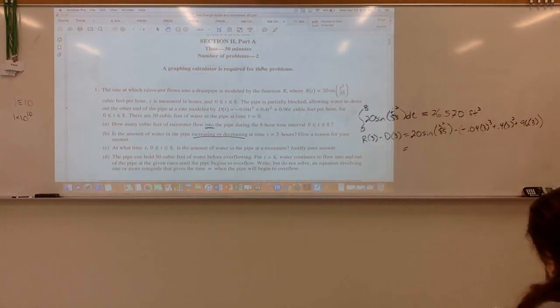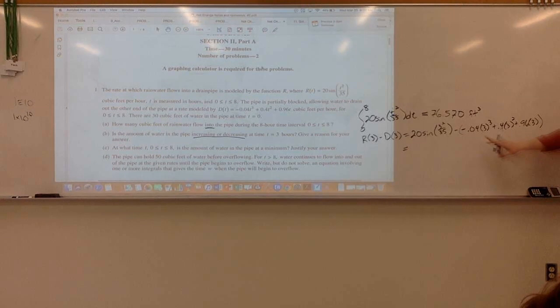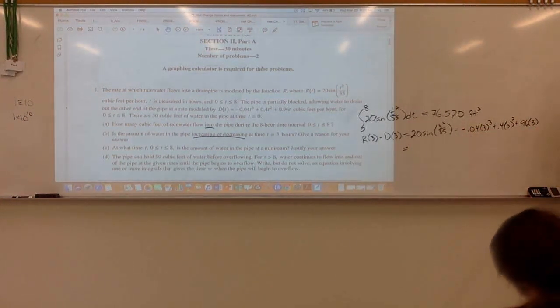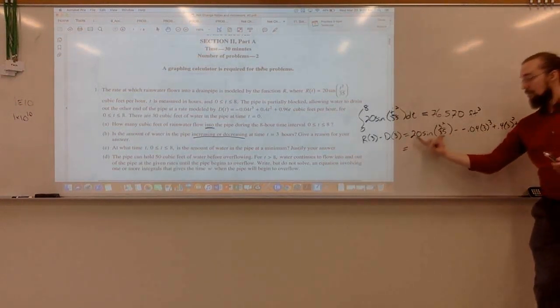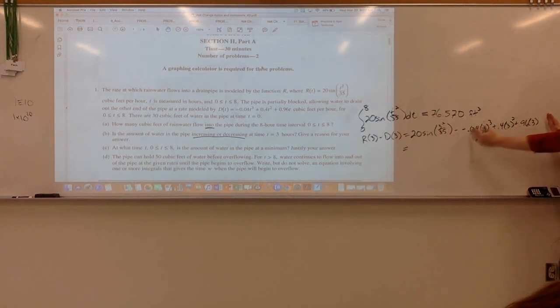So I'm guessing the mistake that a lot of people made was not having parentheses around this. Right, so I'm taking R of 3 minus D of 3. I'm subtracting this whole thing. So to show that I'm subtracting this whole thing, that would need to be in parentheses.